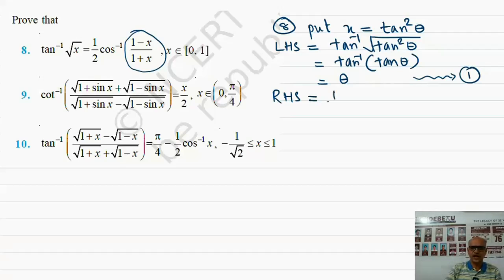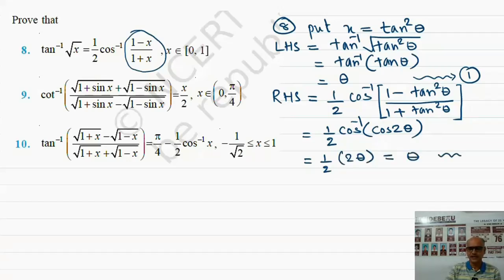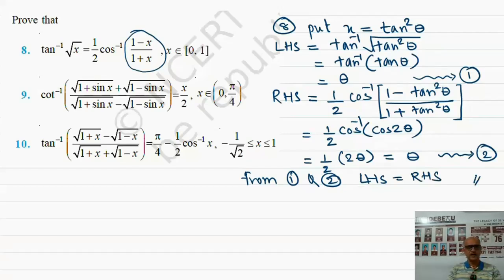Now similarly substitute in RHS. RHS is equal to half cos inverse of 1 minus x, that is tan square theta, divided by 1 plus tan square theta. You should know the formulas of trigonometry perfectly. 1 minus tan square theta by 1 plus tan square theta is the formula of cos 2 theta. So cos inverse and cos cancel, half of 2 theta remains. 2 gets cancelled, you will have theta. This is second. So from 1 and 2, LHS is equal to RHS. This is the easiest method. Clear?